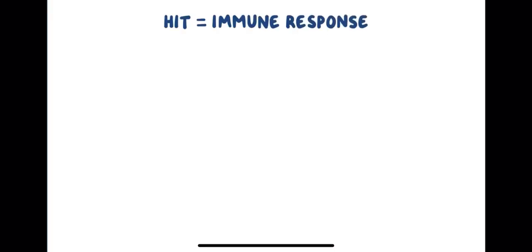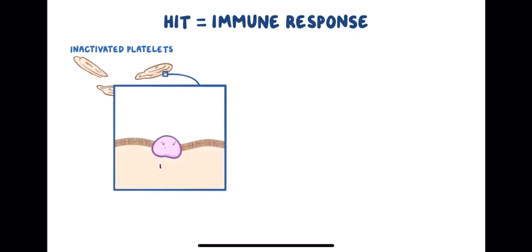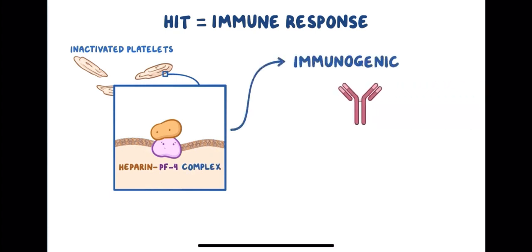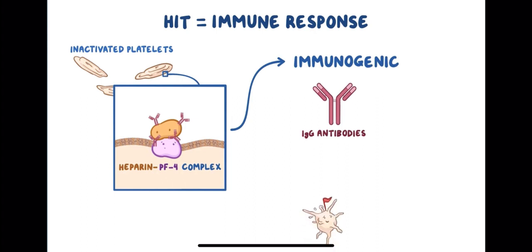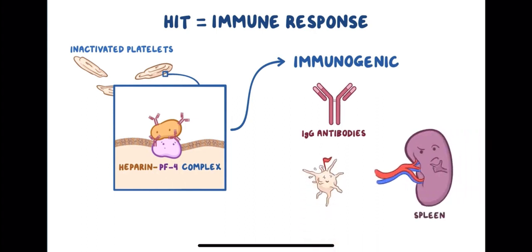It starts when heparin binds to a protein on the surface of inactivated platelets called platelet factor 4, or PF4. Together, they form a complex called the heparin-PF4 complex. This complex is immunogenic in certain people, meaning they have circulating IgG antibodies that recognize the complex as foreign pathogens. So, these antibodies will bind to the heparin-PF4 complex and mark it for destruction within the spleen.